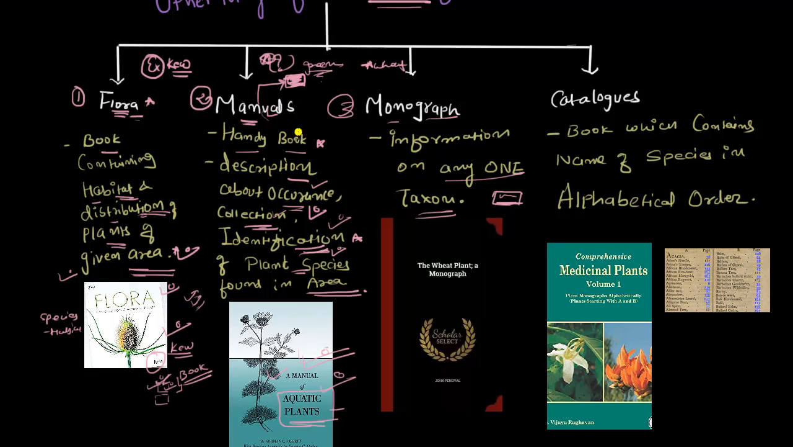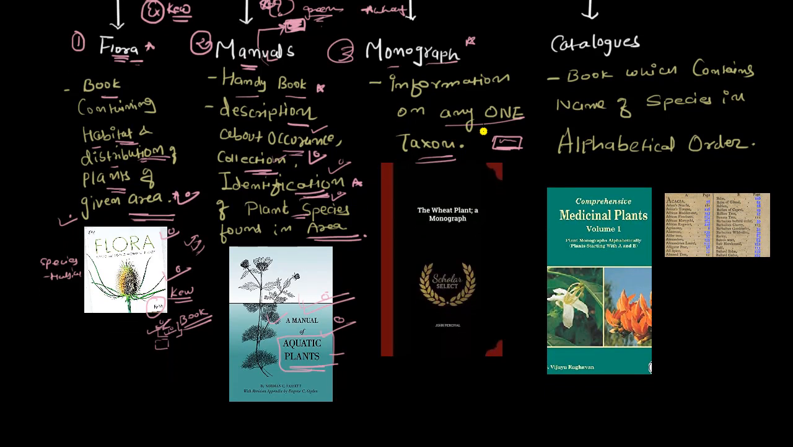Then I'll go for a particular monograph of that wheat plant, because in the monograph they are going to give me all the information of that one taxon. The wheat plant's monograph means only about the wheat plant, nothing else. So this is going to be information about any one taxon, either only about a wheat plant species, or a genus, or a family, any one taxon. Getting that?